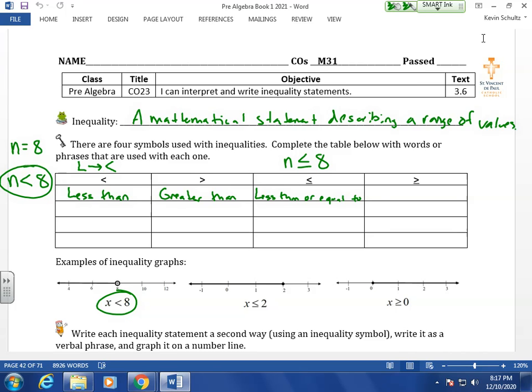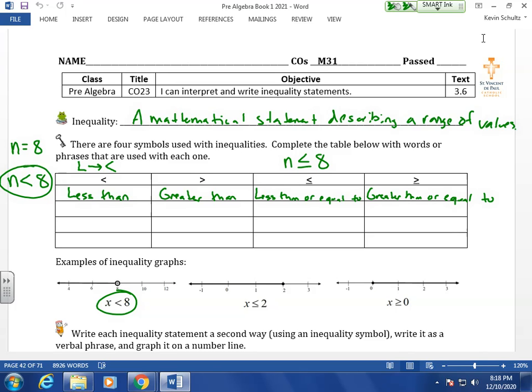Okay, so the only difference between less than and less than or equal to is that your solution number, your starting number there, is included in less than or equal to. It's not included in just the less than symbol. And so here, this last one would be greater than or equal to.